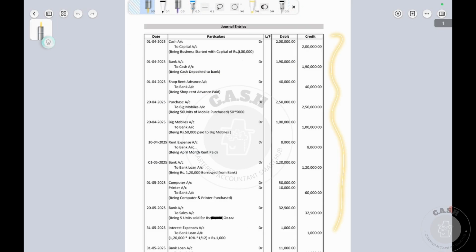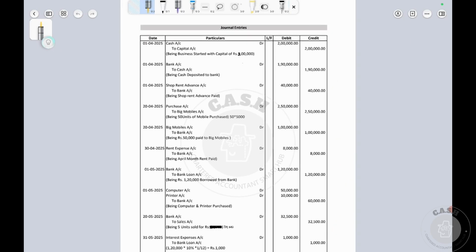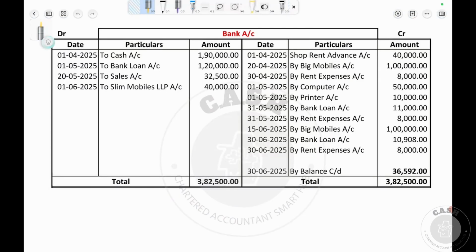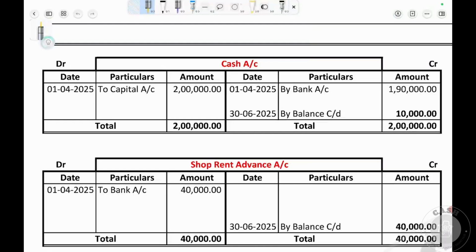These are the journal entries we have passed from the transactions. Now, if I ask what is the bank balance from these entries, then you will have to calculate every entry, like 1,90,000 minus 40,000 minus 1 lakh, like this. But in ledger, we group all the transactions related to bank account. With this, we can directly find the closing balance. So for this purpose, we are preparing ledgers. With this concept, let's prepare ledgers.